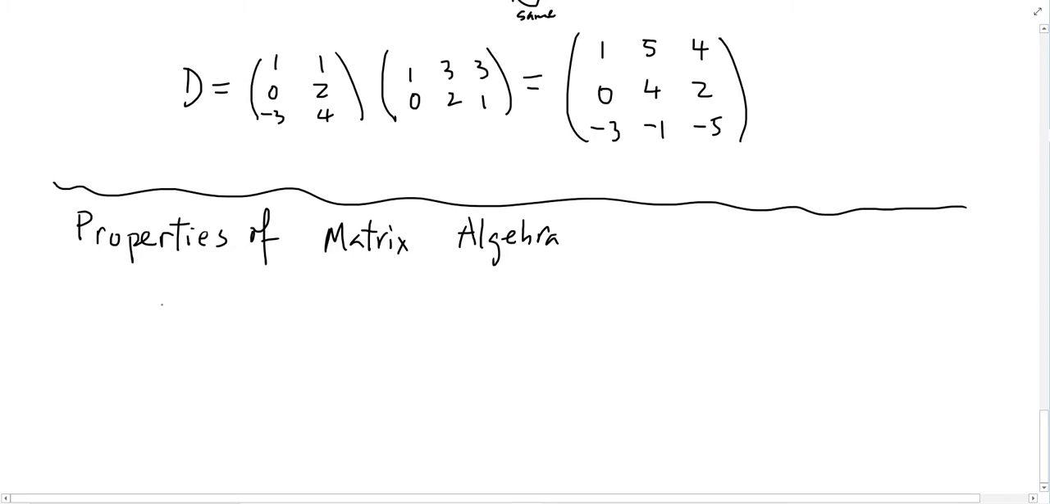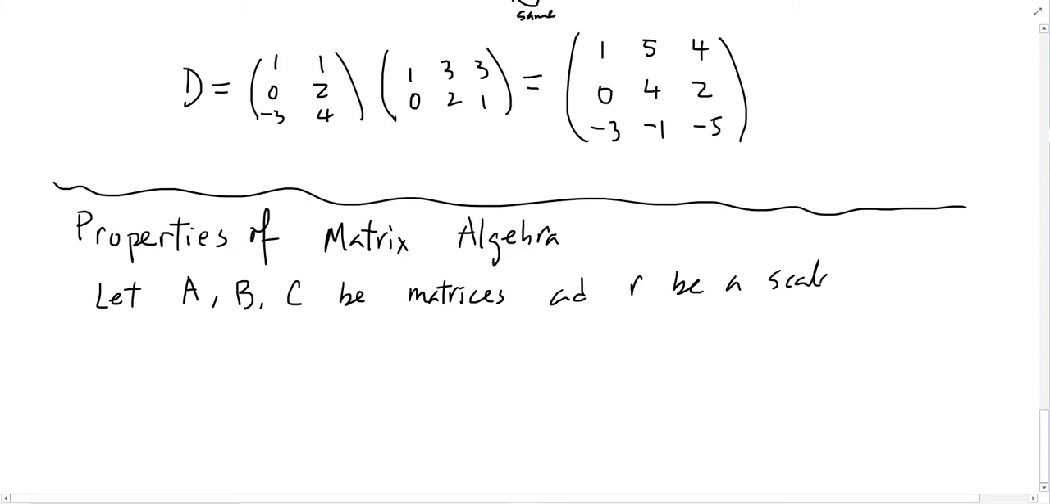So there are quite a few properties I want to show you. Most of these are very basic that you already probably expect or suspect will be true. Let's say we have three matrices. Let's say A, B, and C be three matrices. And let's say we have R be a scalar.